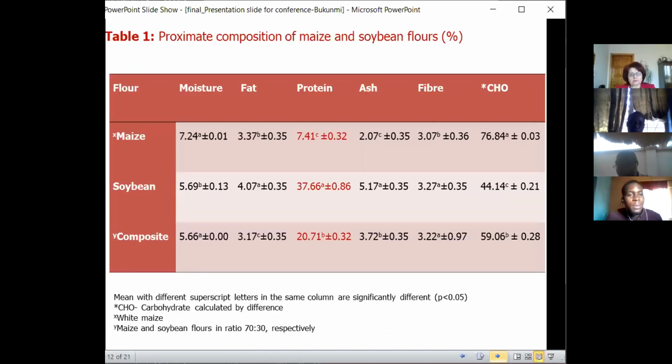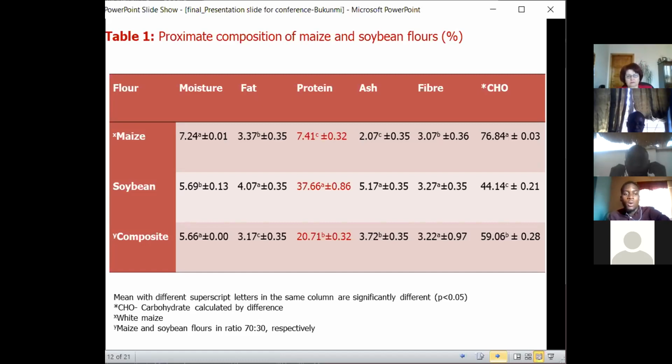So table 1 shows the proximate composition of maize and soybean flour. Generally, protein and carbohydrate are the major content of our flours. We have the maize flour, the soybean flour, and the composited flour, the addition of 70% maize and 30% soybean. The addition of soybean to maize flour led to a very great increase in the protein content, about 20.7% in the protein in the composite flour.